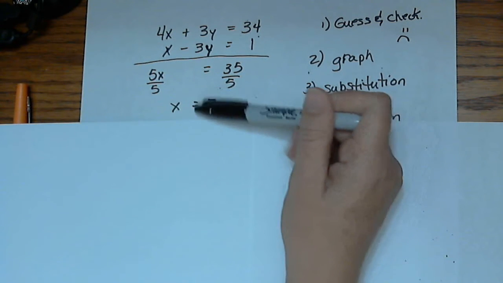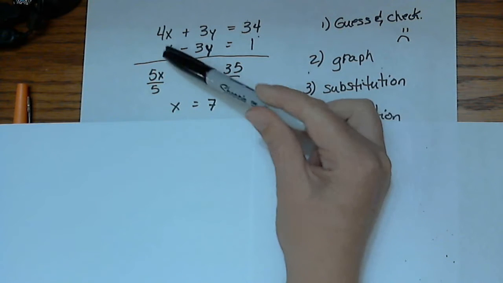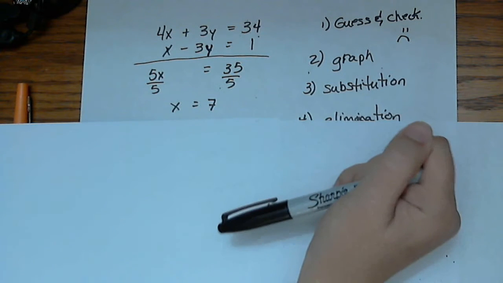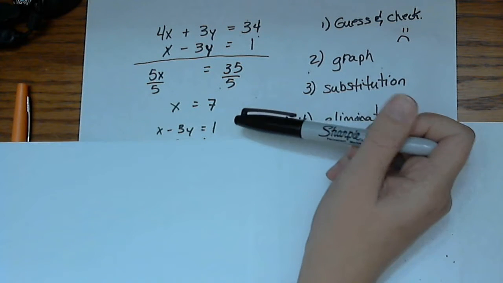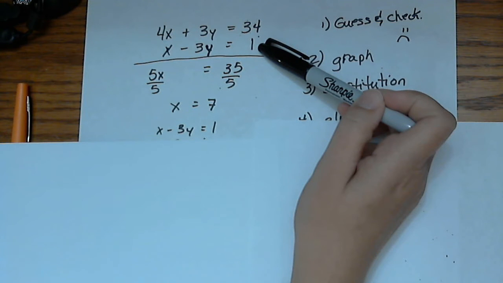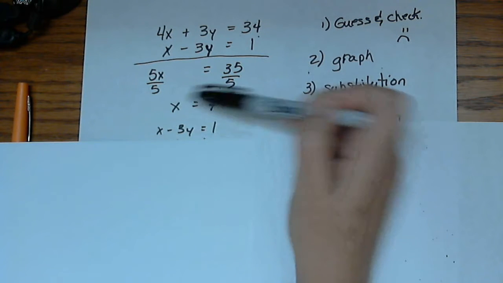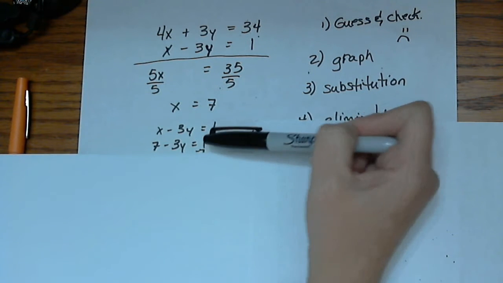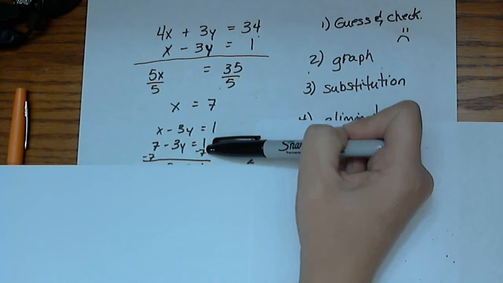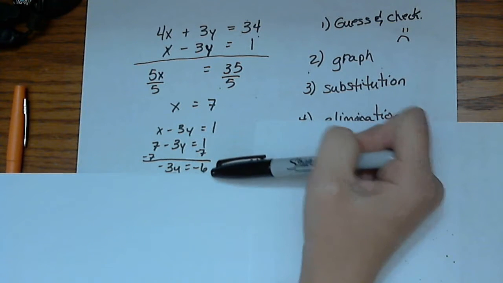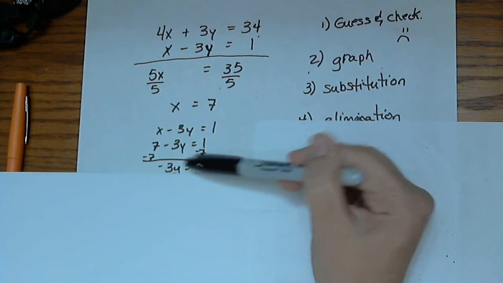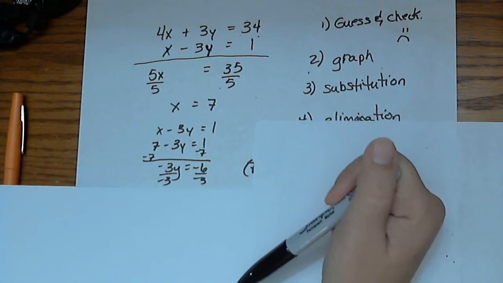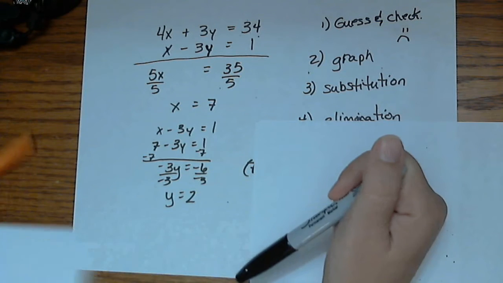So the next thing we do is take this value for x and substitute it back into one of our equations in the x spot, because that's what x is, and we find what y has to be. The second equation was x minus 3y. Instead of an x, I can write a 7, substitute that 7 in. 7 minus 3y equals 1. Subtract 7 from both sides. Negative 3y equals negative 6. And then again, to get y by itself, we're going to divide both sides by negative 3. And we get y equals 2.